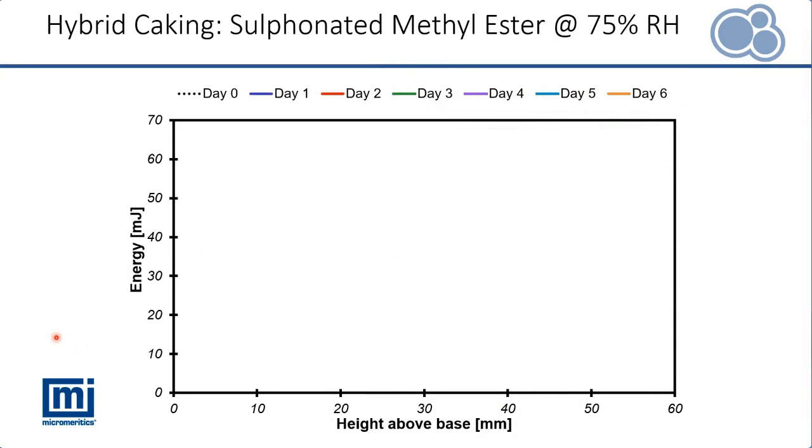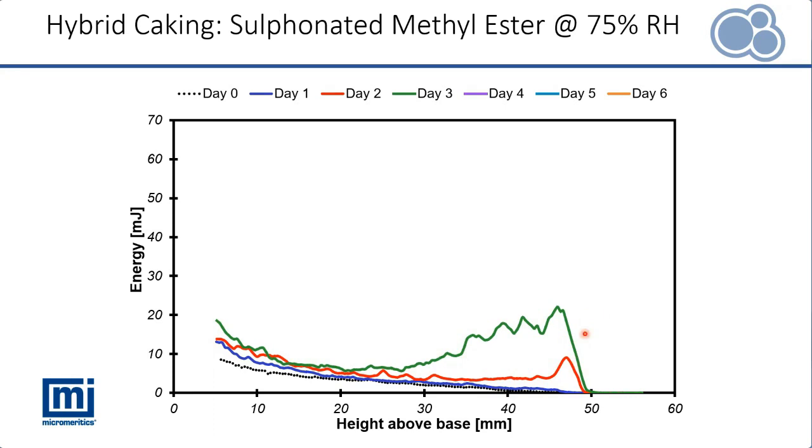Now moving on to hybrid caking with the sulphonated methyl ester at 75% RH. We can see the as received sample, so on day 0 we've got fairly low energy throughout the depth of the vessel, which is fairly stable. Once we go and stored for 1 day, there's a slight increase in the energy, but there's no clear peak formation that we saw with the sample that was crusting in the last few slides. Once you go to day 2, that peak does appear, so we do have crust formation at the top of the vessel, but we also have an increase in the flow energy throughout the depth of the vessel as well.